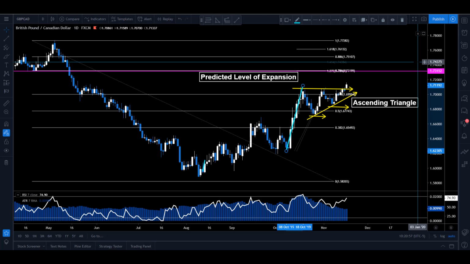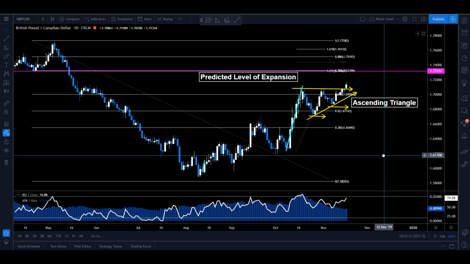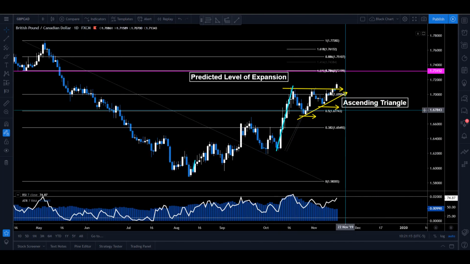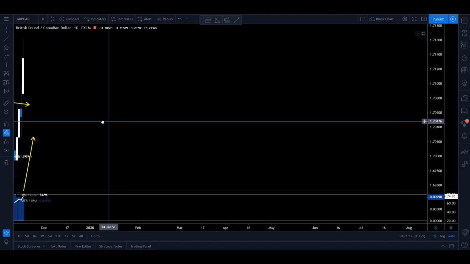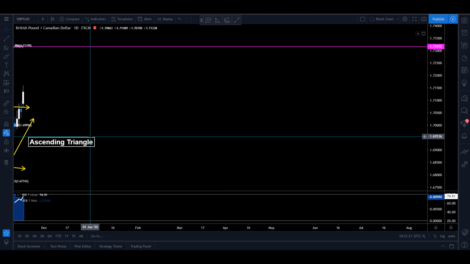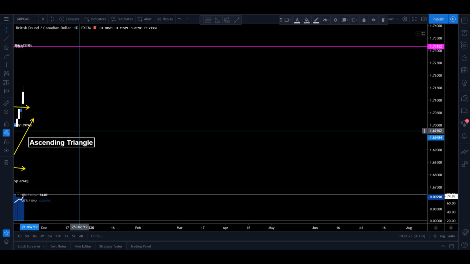Now, when we start doing live analysis, I don't expect you to know everything, but if you can understand the general concepts of what we're looking at and why we're looking at it, it's going to make life a lot easier for you. This is one of the things we looked at in this weekend's video, the Pound Canada Ascending Triangle, but let's put that to the side. Let's start off by talking about how price moves.